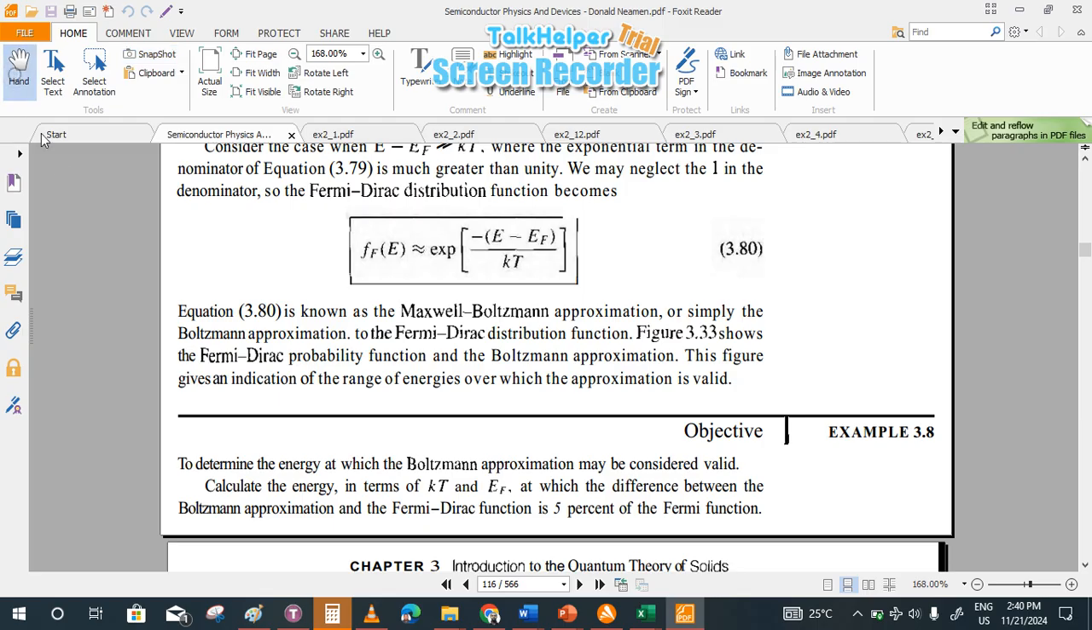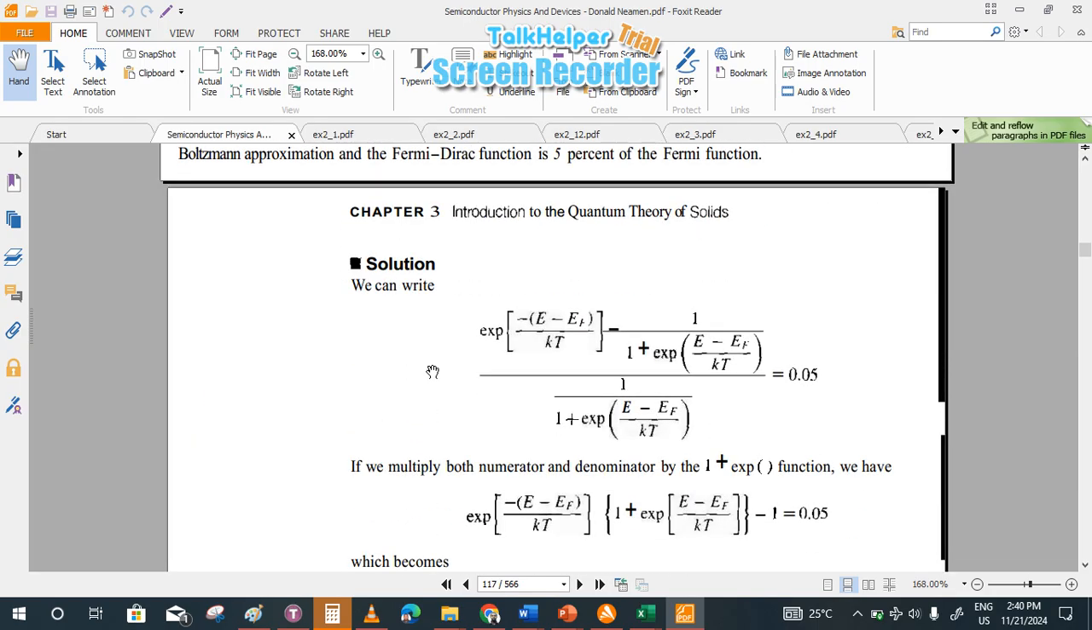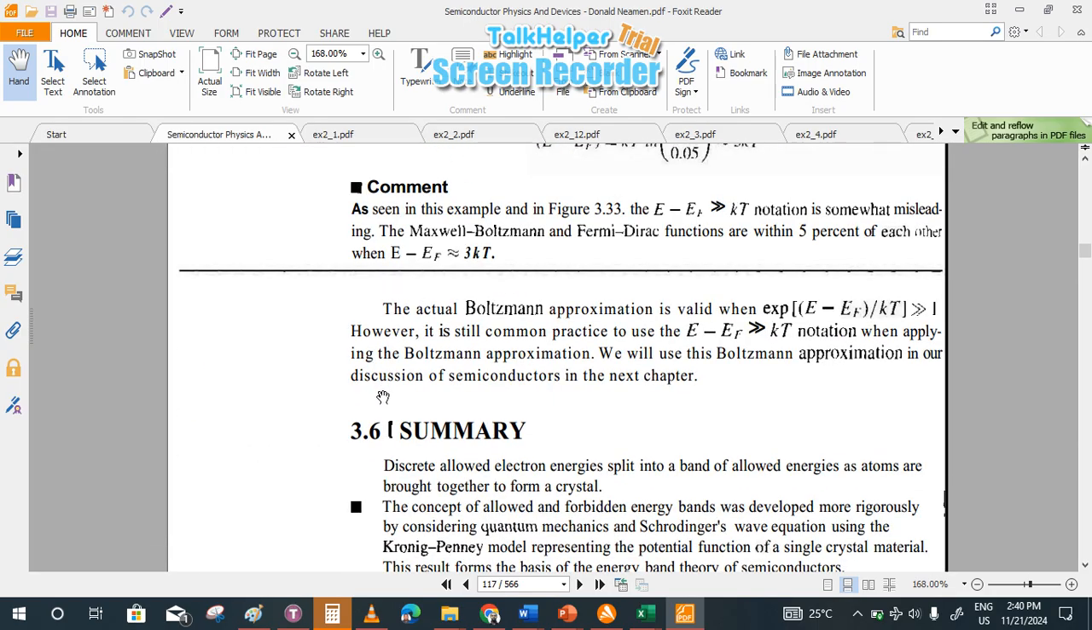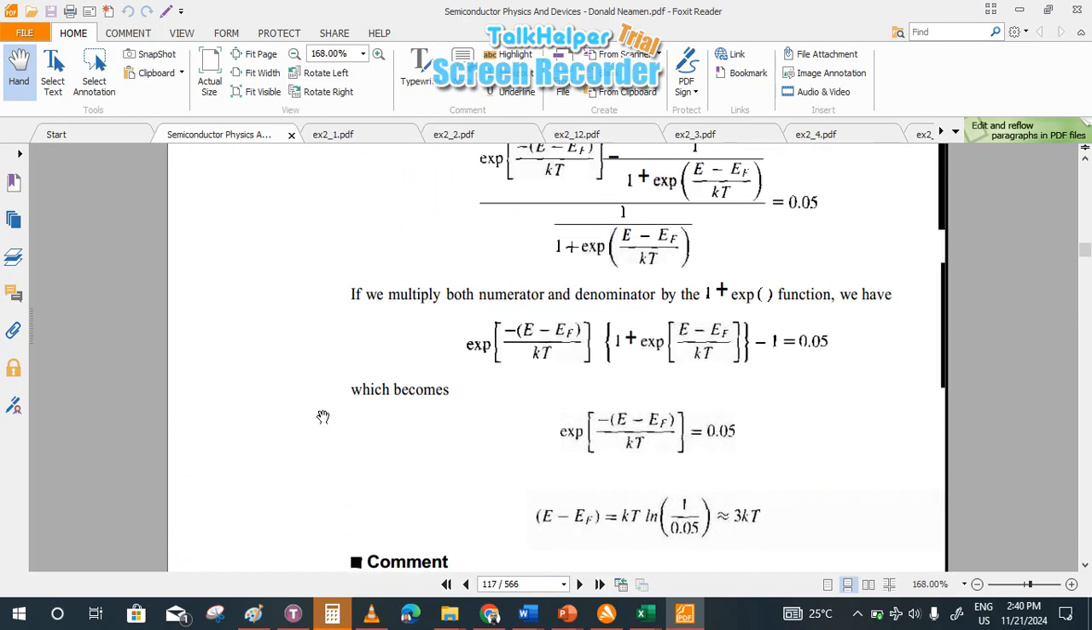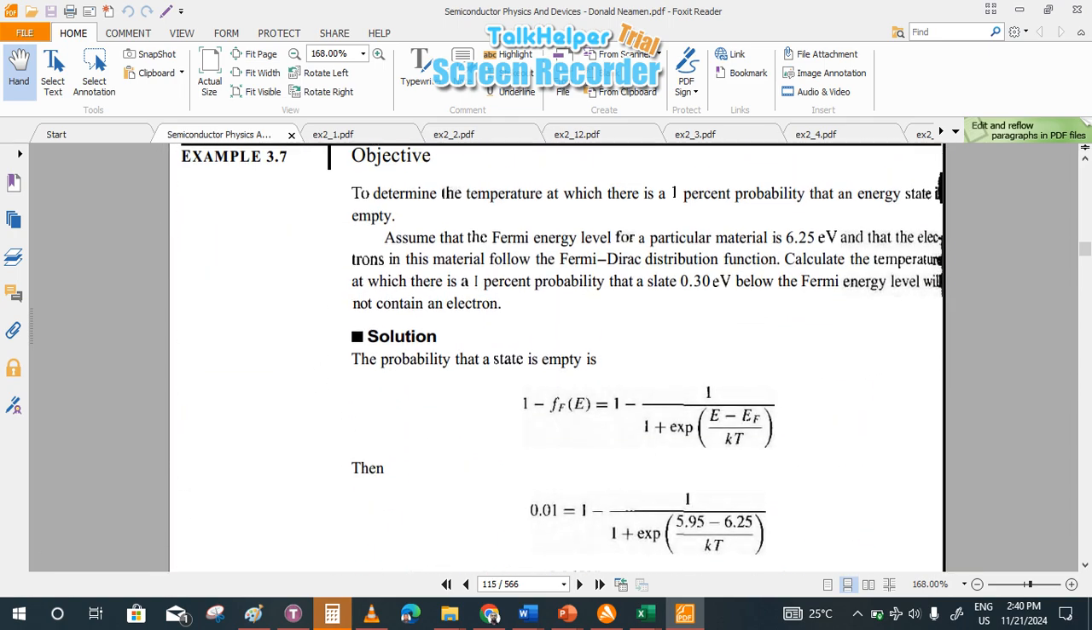So let's see another question. Calculate the energy in terms of kT and Ef at which the difference between the Boltzmann approximation and the Fermi-Dirac is 5% of the Fermi function. Do I really want to talk about that? No, not necessarily. But that's the concept that you need to know in the probability of occupancy.